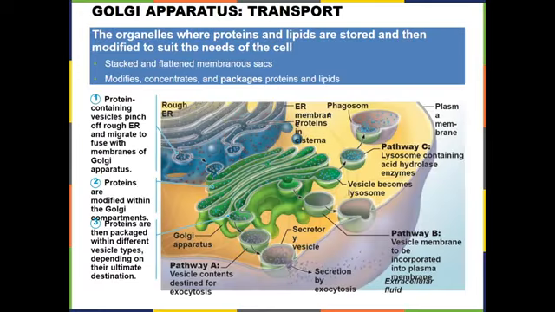So here's just another view of the Golgi apparatus, or the Golgi body. Here it's in green, and we can see there's a couple of different pathways for what happens to the vesicles that are leaving the trans face of the Golgi.